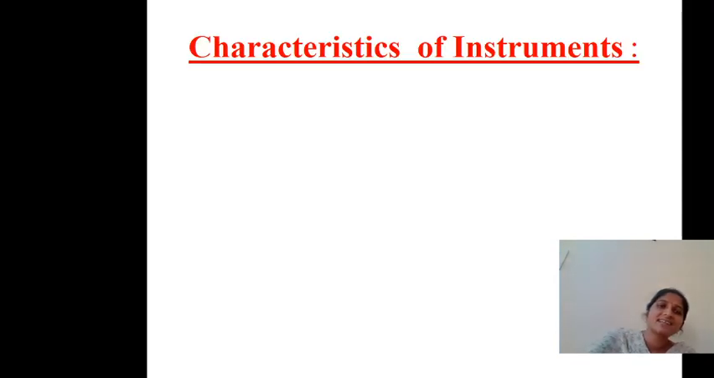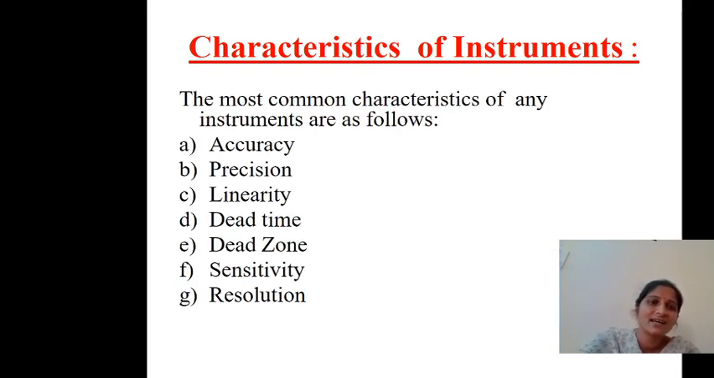In today's class, we will be discussing the characteristics of an instrument. For every instrument there are different types of characteristics. Among certain instruments, say there are 10 ammeters, you can choose one ammeter based on these characteristics. The characteristics used for an instrument are accuracy, precision, linearity, dead time, dead zone, sensitivity, resolution. I will be explaining these characteristics now.